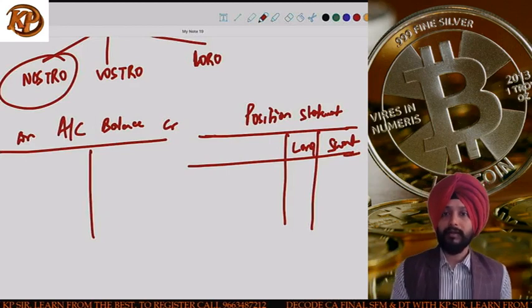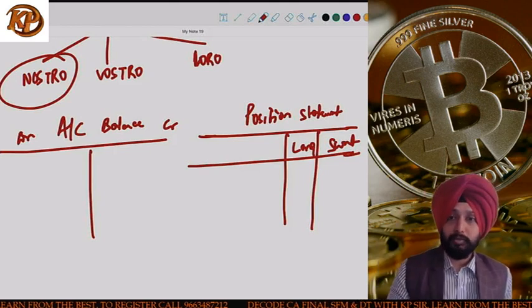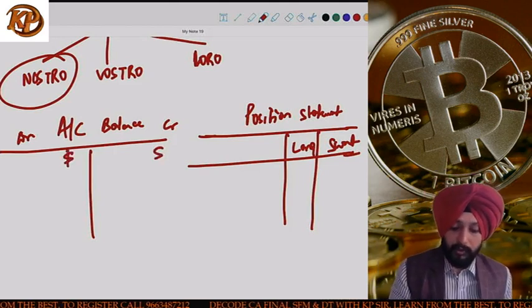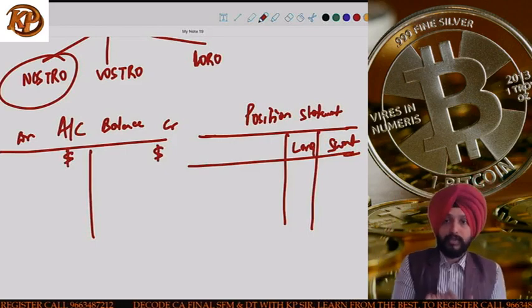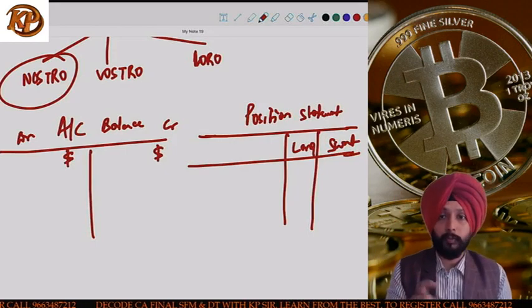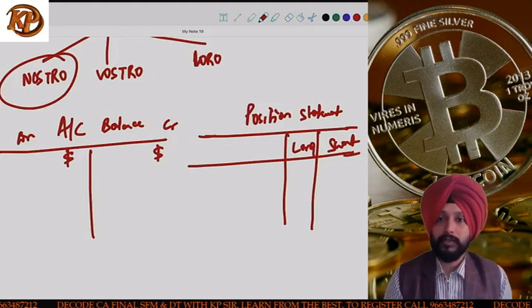be debited or credited. Remember, the debit and credit is in terms of the foreign currency. It's a dollar denominated account. Okay, so in terms of dollar, you have to think whether dollar is coming in or dollar is going out, not in terms of rupee, guys. Like I give you a few examples now.